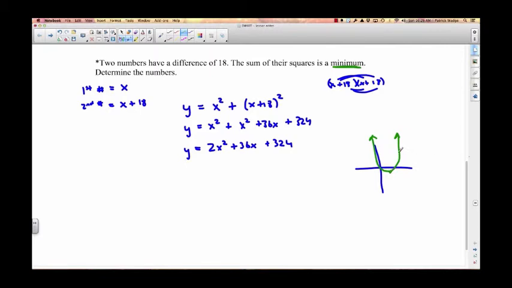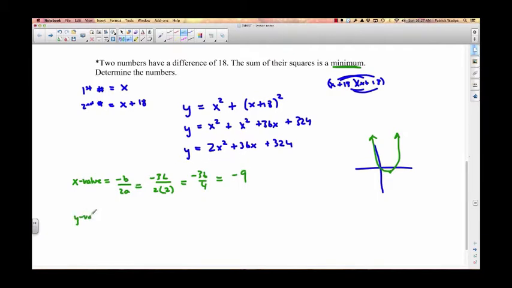How are we going to find the vertex? Since it's in general form, I would use that wonderful little formula we learned again. The x value is equal to negative b over 2a. Okay, the b value is 36, so it's negative 36 over 2 times a, which is 2. So it's negative 36 over 4. It's negative 9.